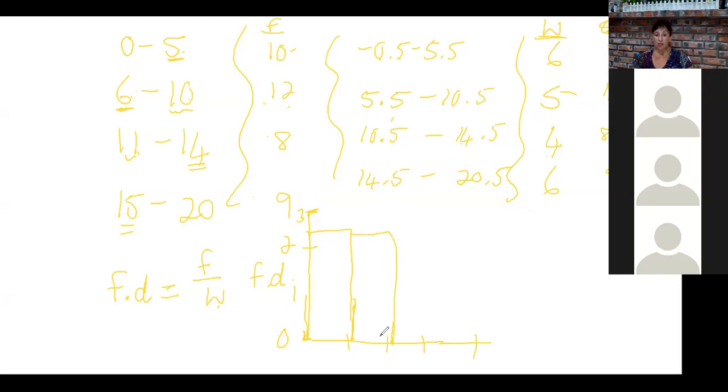And then the next interval, 10.5 to 14.5, something like that. And it will go up to 2, in line with the 2. And then the last one, it will be 1.5. And for how long? From 14.5 to 20.5. Okay, so something like that. That would be the frequency density graph. The histogram.